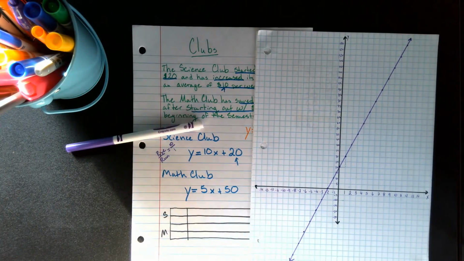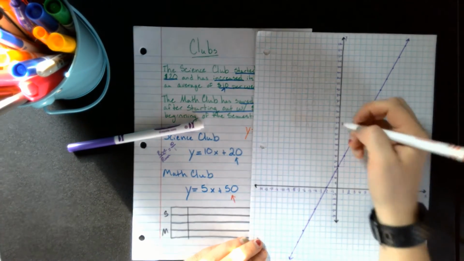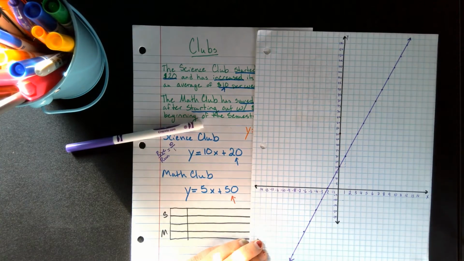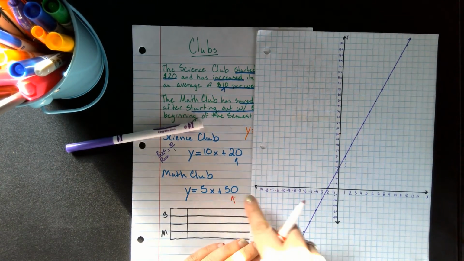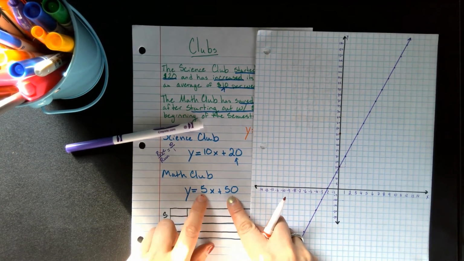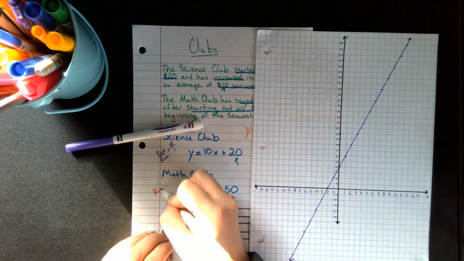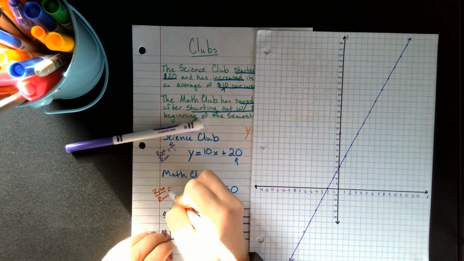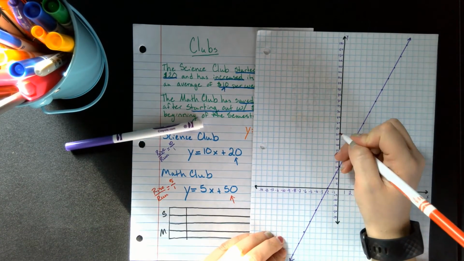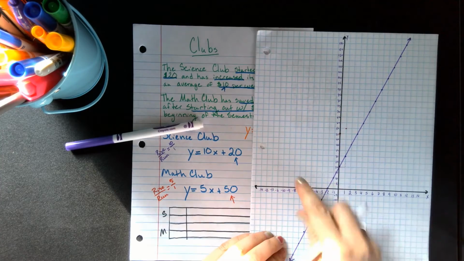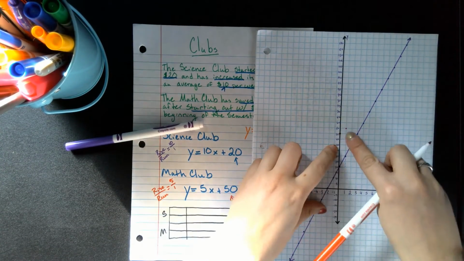Red is Math Club. So Math Club starts at 50, so we're going to go up to 50, we're going to put a dot. That's why we call this the beginning or the start, because it's where we start on a graph. And then mine is increasing by 5. So again, rise over run, you're going to do 5 over 1. So I'm going to go to my graph starting at 50, I'm going to go over 1, up 5. In this case, that's just 1 box and 1 box, because boxes this way count as 1, boxes this way count as 5.